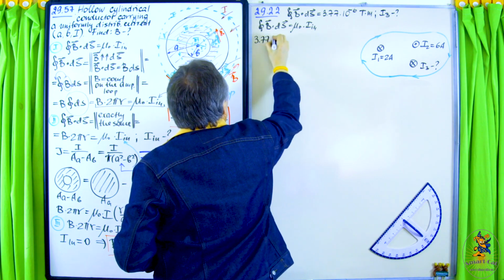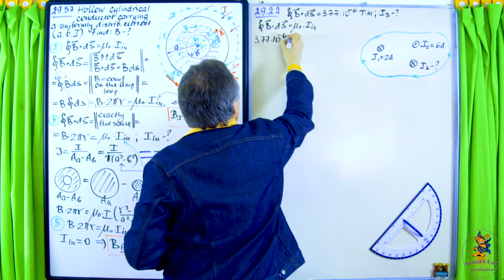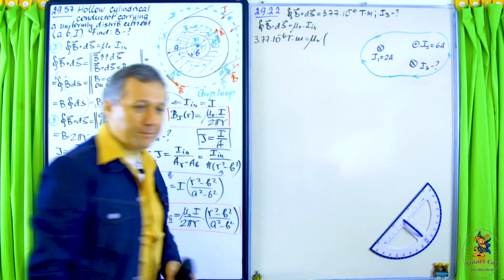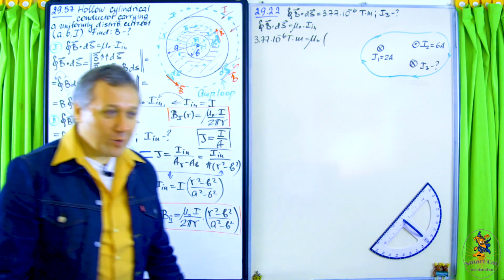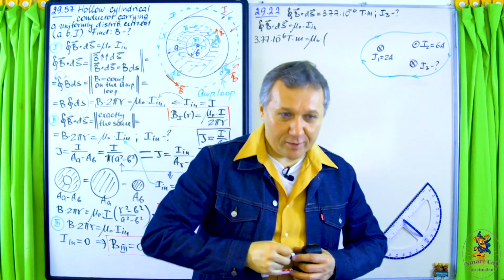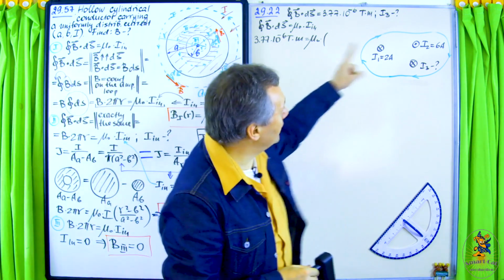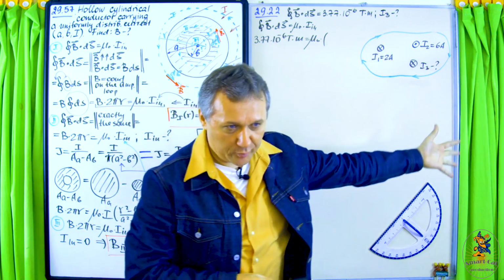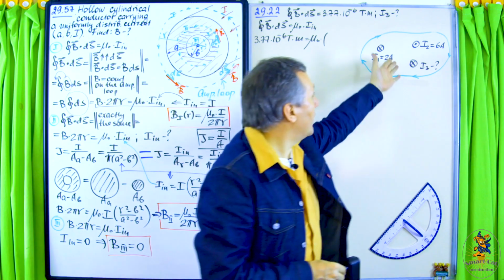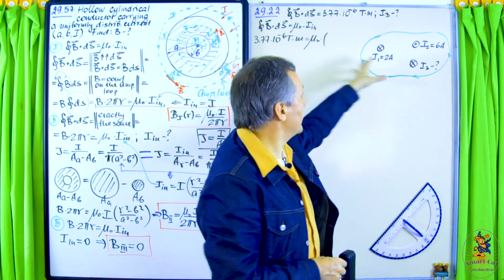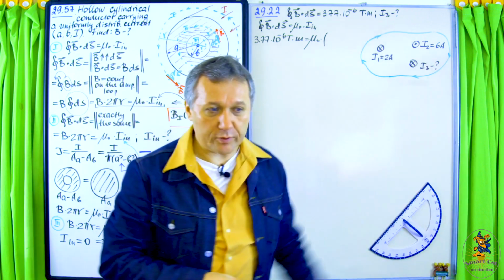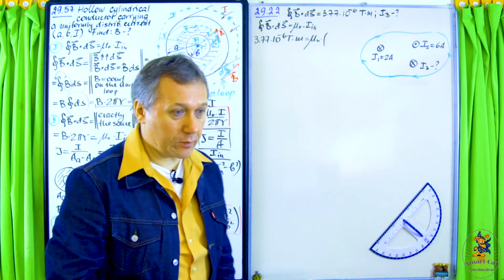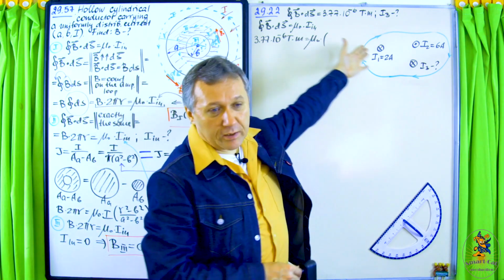The left-hand side is given: 3.77 times 10 to the minus 6 Tesla times meters equals mu naught times... Now we need to apply a right-hand rule in order to write all those currents with a proper sign. And all the currents are enclosed, so none of them is outside of the Amperian loop. If some currents were outside, of course, we would just ignore them, we would forget about them. But in this case, all are enclosed, so we will have to write them all, I1, I2, and I3.